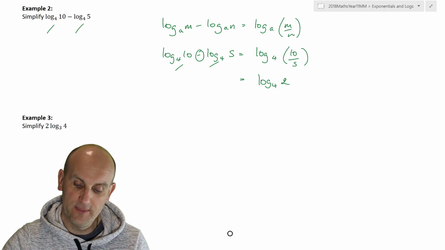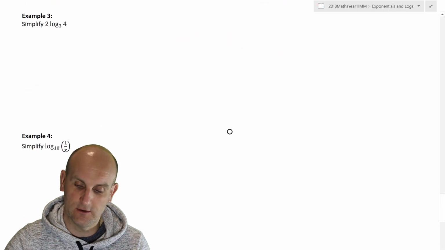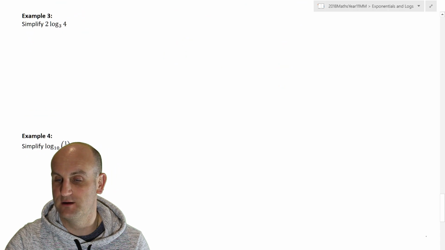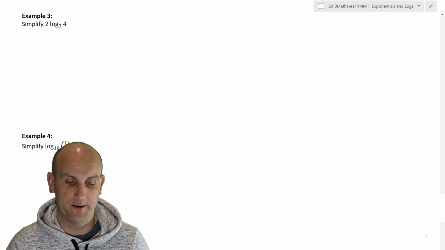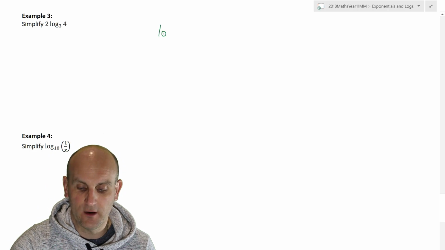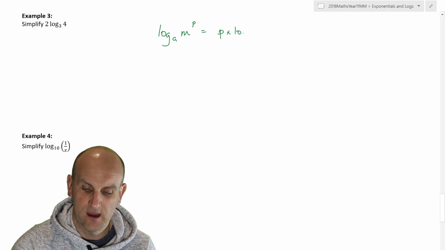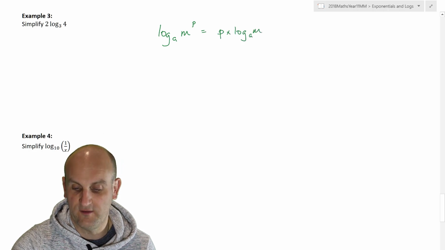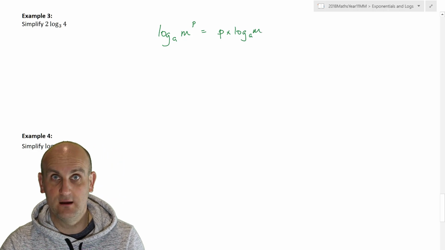Now another one, and this one is the most interesting law, and it's the one that's used in methods all the time, and in maths all the time. And what it basically says is that if you have log base a of m to the power of p, that's the same as p times the log a of m. Now that is freaking useful.